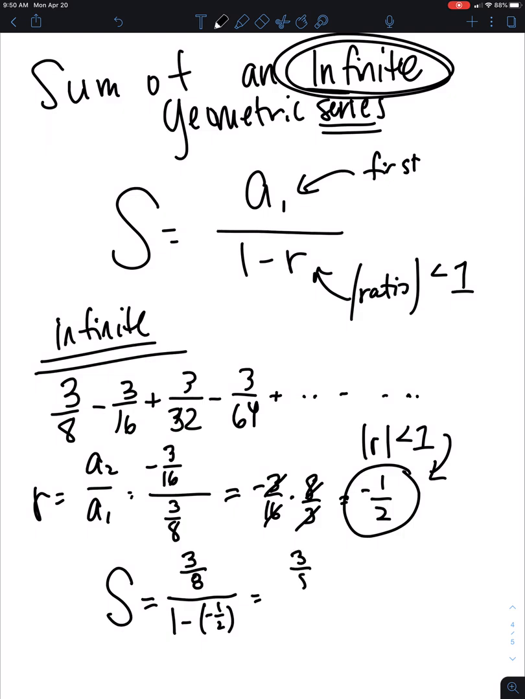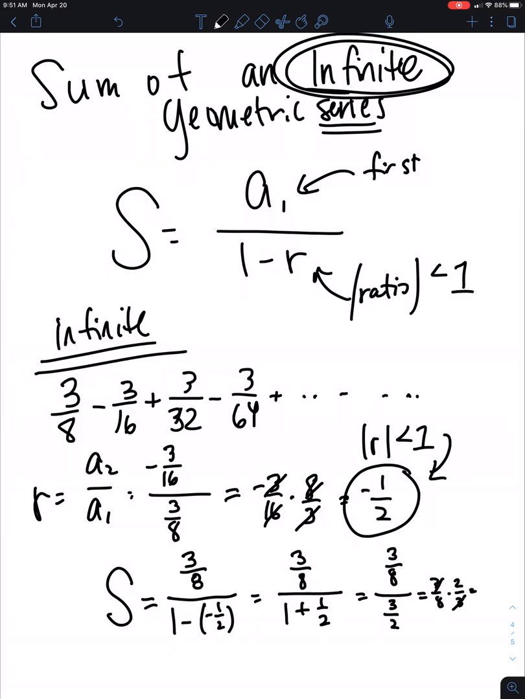Again, just be careful when you do this. This is going to be 1 plus 1/2. Again, I don't have a calculator in front of me, so I'm just going to do this in my head. But you could probably do it in your calculator. But when you divide, you flip the second and multiply.